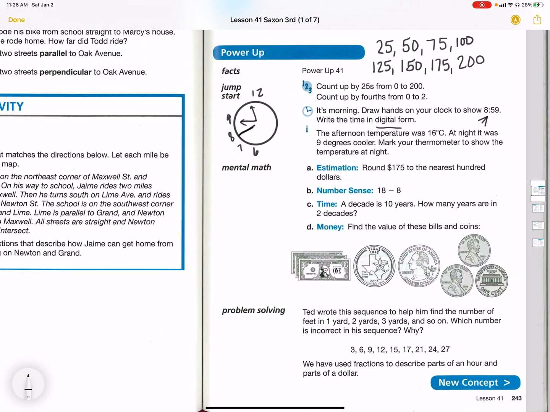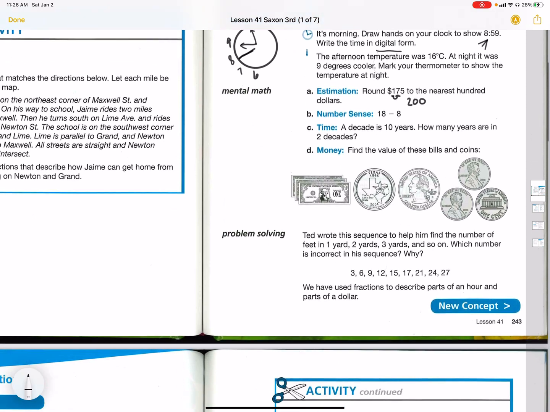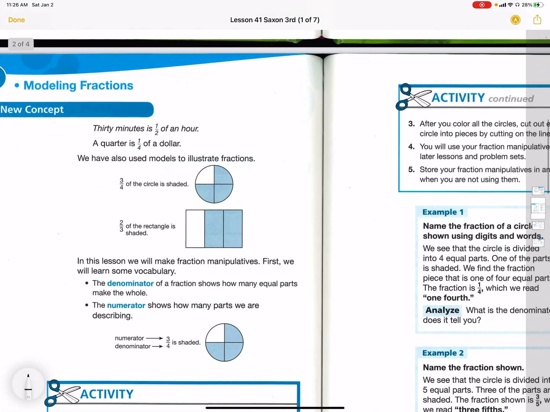Round 175 to the nearest 100. Okay, so this is the hundreds place, and this is the boss number, we call it. And does that 7 cause the 1 to become a 2 or stay the same? And the answer to that is become a 2 because it's a large number. It's more than 5. I'm going to skip the rest of that. All right.